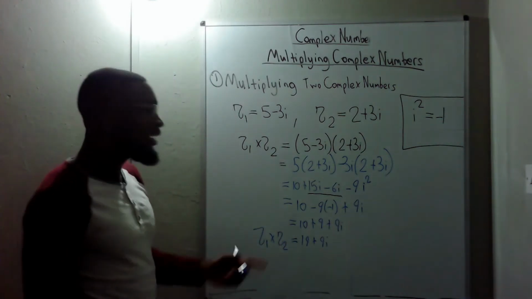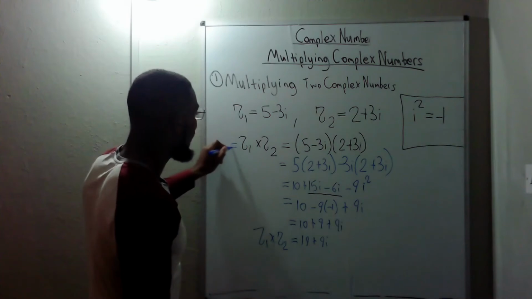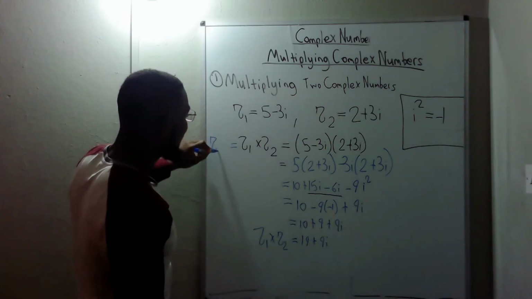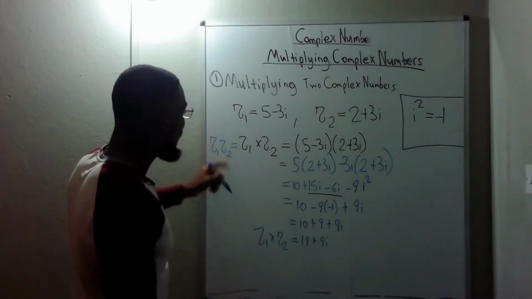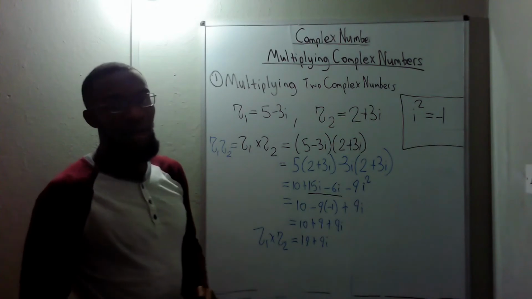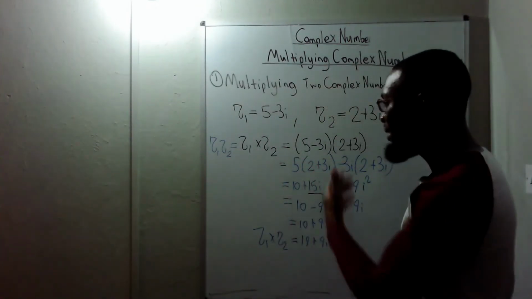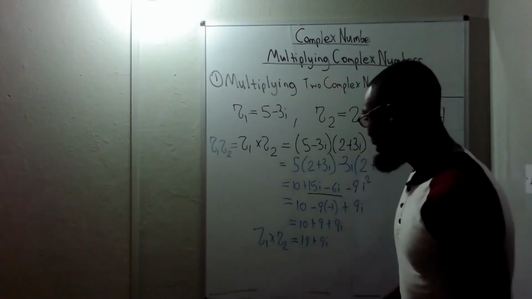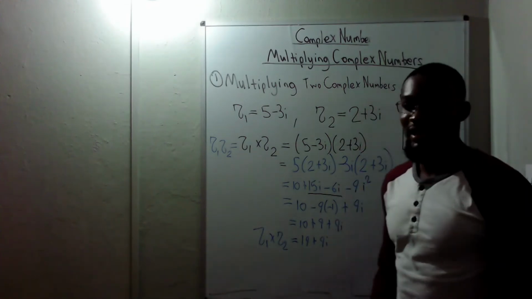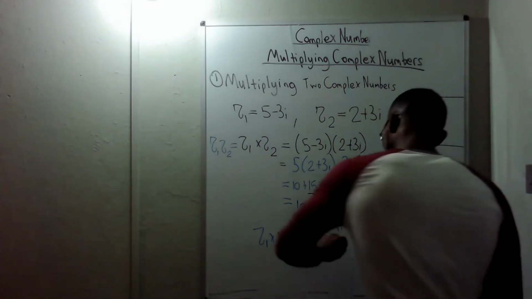Oftentimes they don't use the times symbol. Oftentimes they're just going to write z1 z2. z1 z2 means the product. If we don't put any symbol between it like plus or minus, it just means find the product. z1 times z2, 19 plus 9i. That's it.